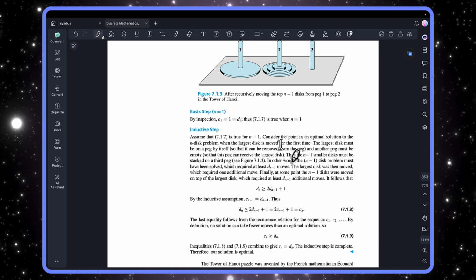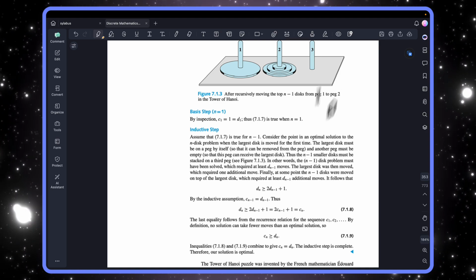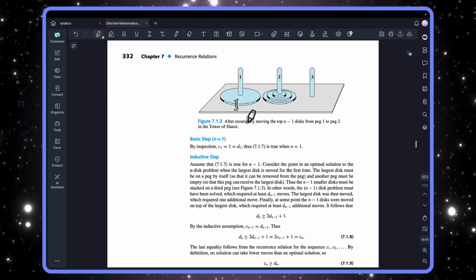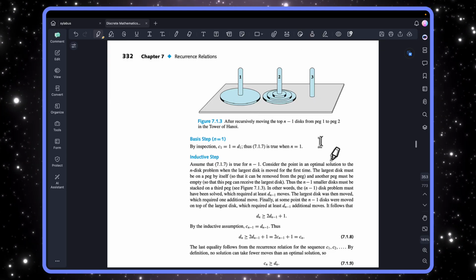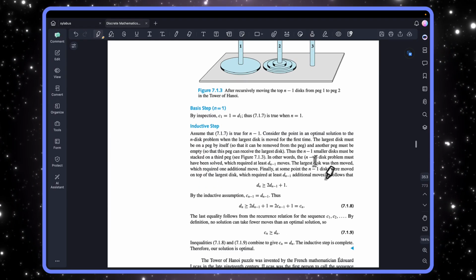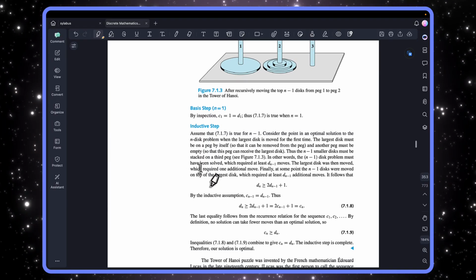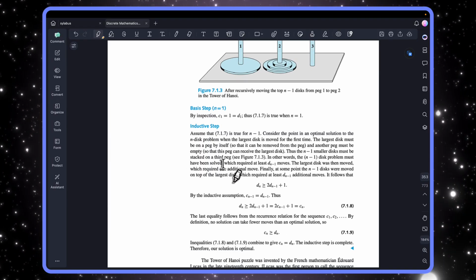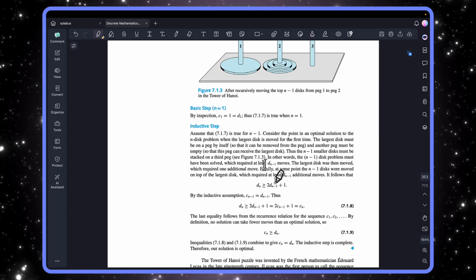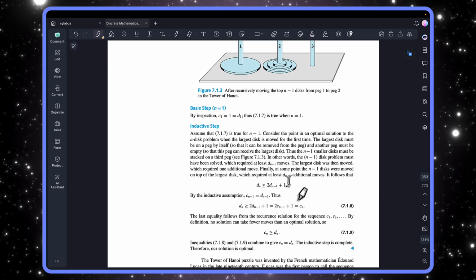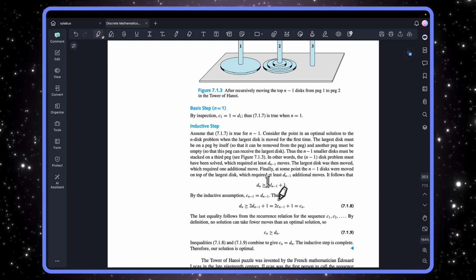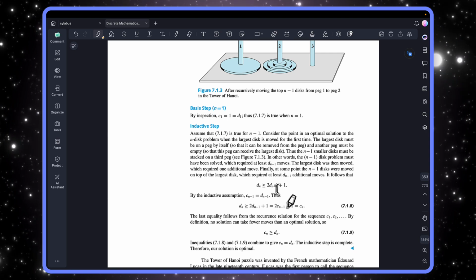When you move it, it has to be moved to an empty peg. So essentially, the picture has to look like this at some point, and then it moves over, right? So what's the big deal? Well, the n minus 1 disk problem must have been solved, and let's suppose that it was solved with D sub n minus 1 moves. Then we know that D sub n is greater than or equal to 2 times D sub n minus 1 plus 1.